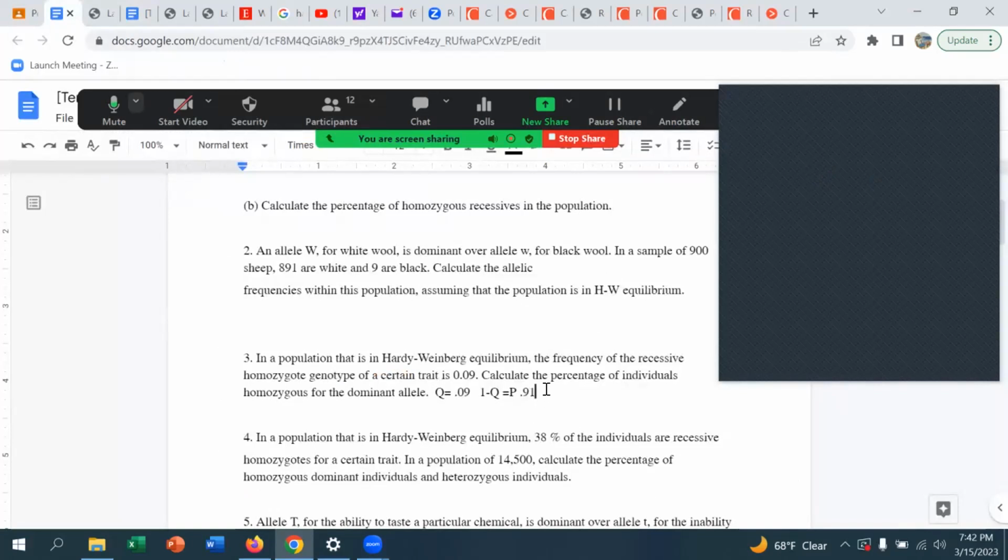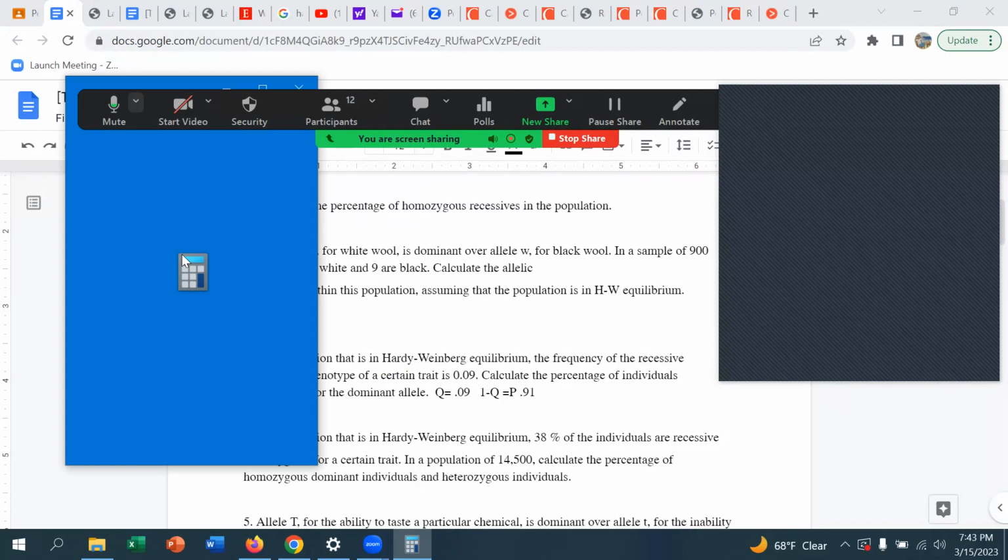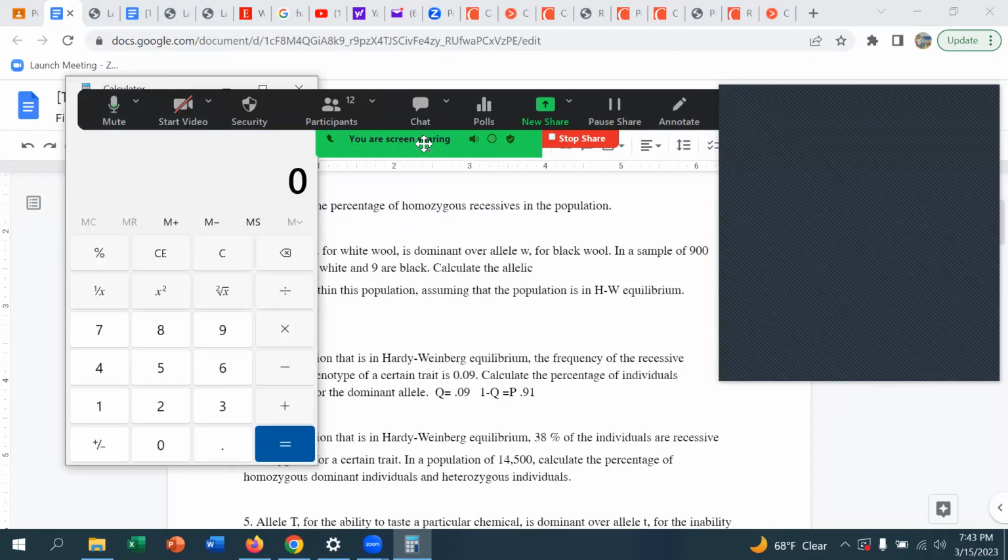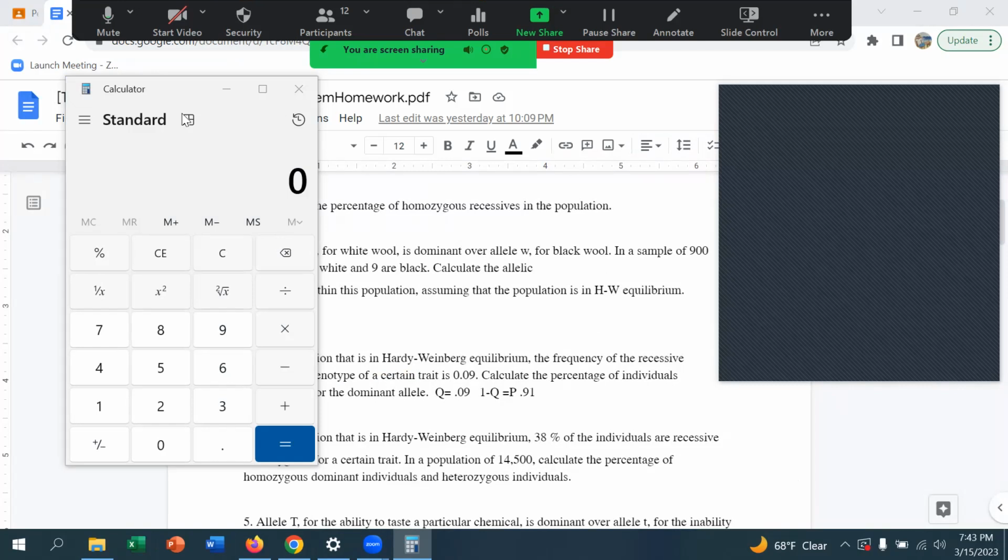So the only thing I need to do is square P. So I'm going to find my calculator again. And I'm going to move my screen back up so we can see everything. 0.91 times 0.91. I'm going to square it, and I get 0.83. All right, we're going to round it up. Now, if you put 0.82 on a test, is it close? I'm going to be looking for, is it close? So the answer is 0.83.